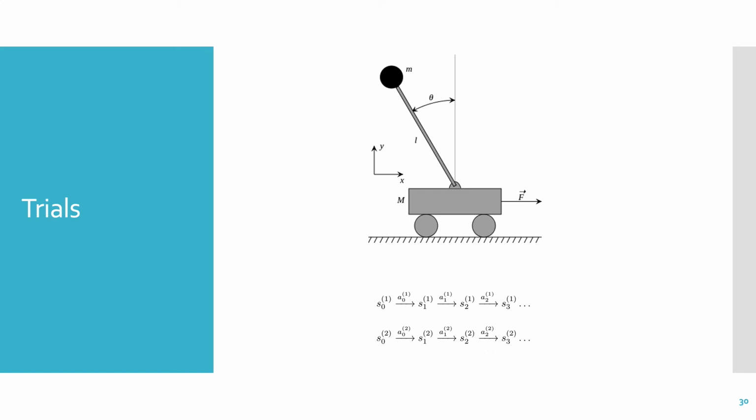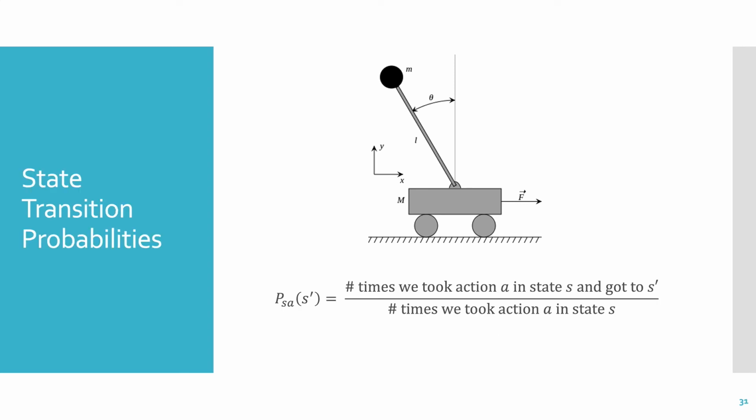Maximum likelihood estimates sounds really fancy, but all it is really just taking averages, looking at the number of times something happened and dividing by the number of times something could have happened. So we can do that to estimate our transition probabilities. We can see the number of times we took action A in state S and got to S prime, and we can divide that by the number of times we took action A in state S. That is the total number of times we took action A in state S, and maybe we transitioned somewhere else.